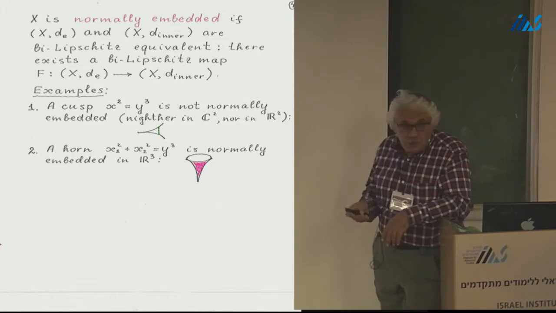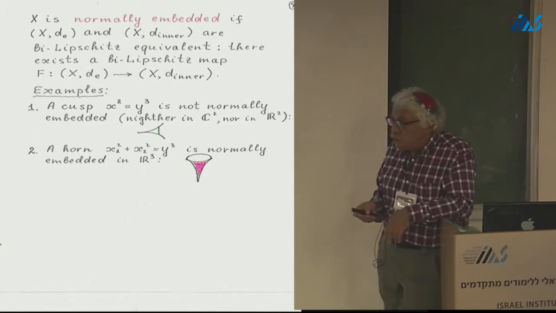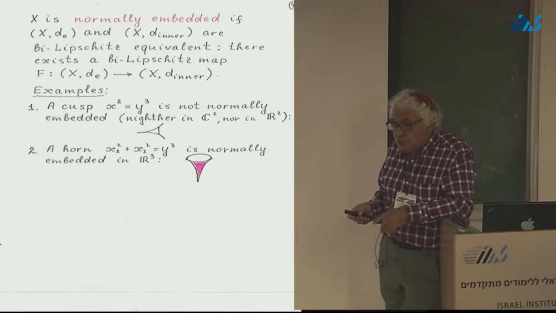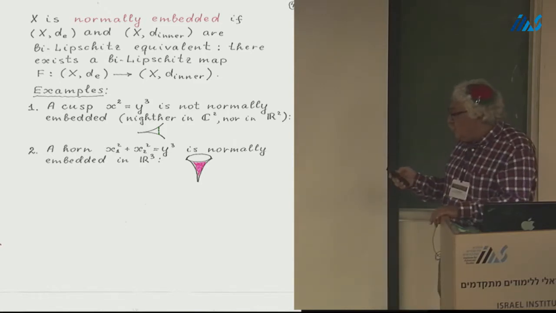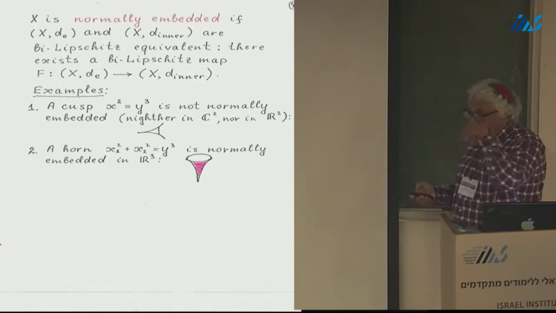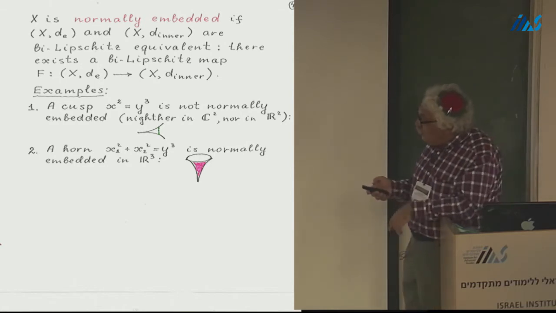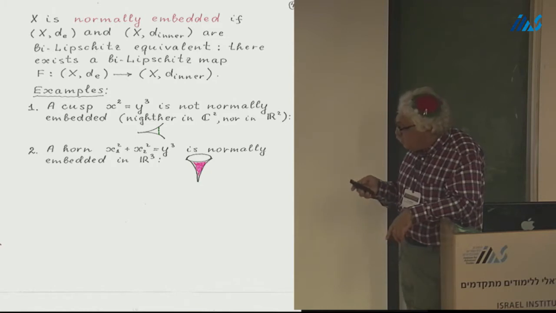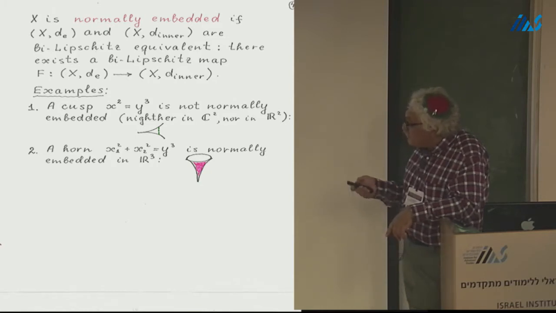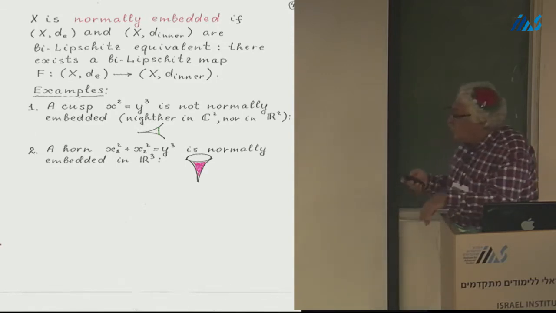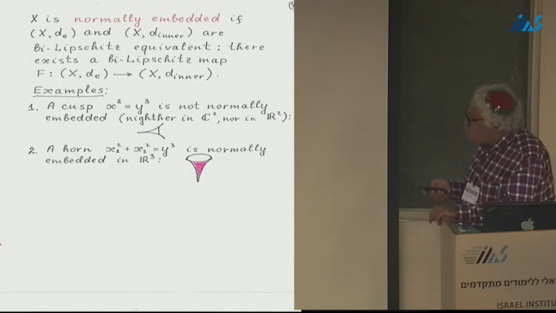Because you know that you have a cusp-like thing, right? And the distance along the surface also behaves in the same way as the distance in the surface. It's a real example. You know, I will be mixing quite a few times. I will be mixing complex and real pictures. Okay.